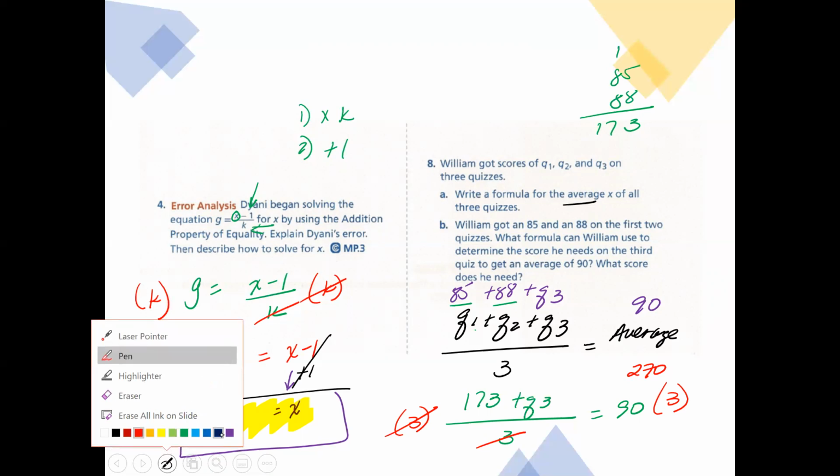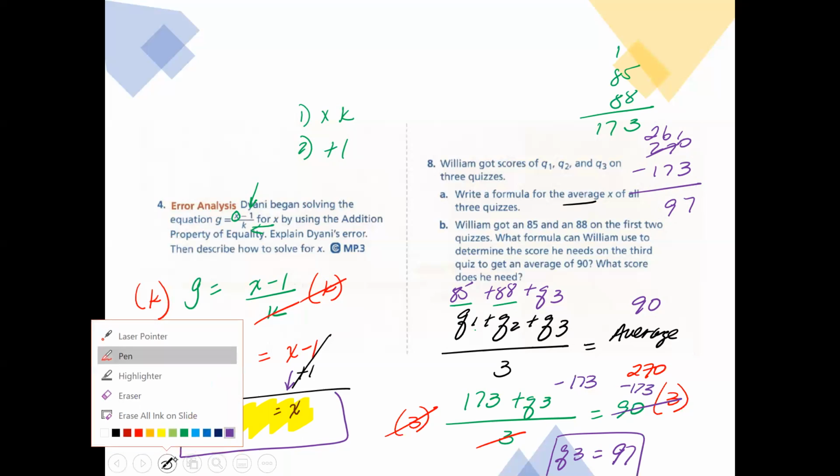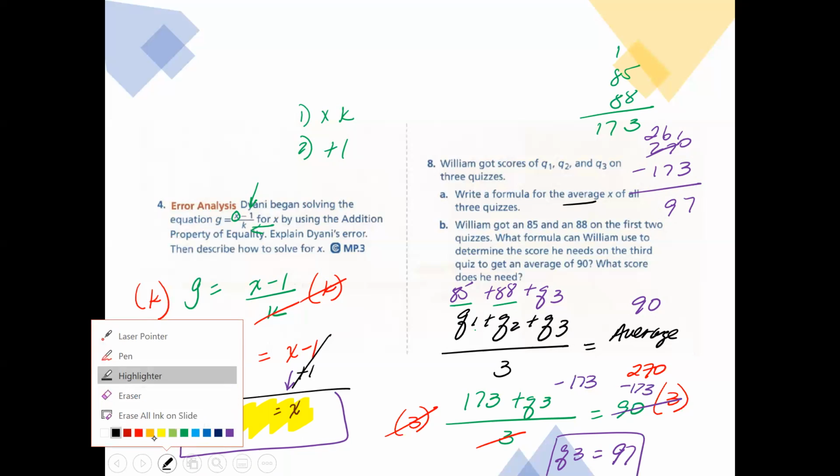Next, what I want to do is to get rid of the 173. Opposite of a positive 173 is a minus 173. So then I have 270 minus 173. I will have to borrow, so that's going to give me a 10. That becomes a 6, and then that will give me a 9. 97. So William will have to receive at least a 97% on his 3rd quiz in order for him to get an average of 90%.